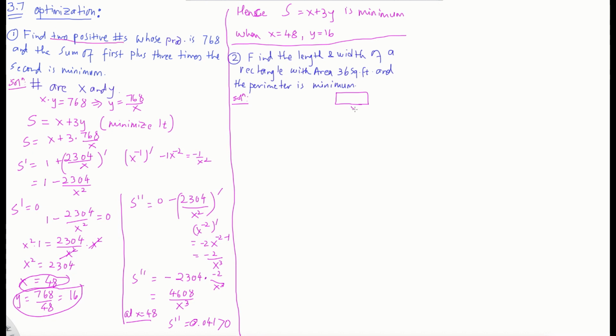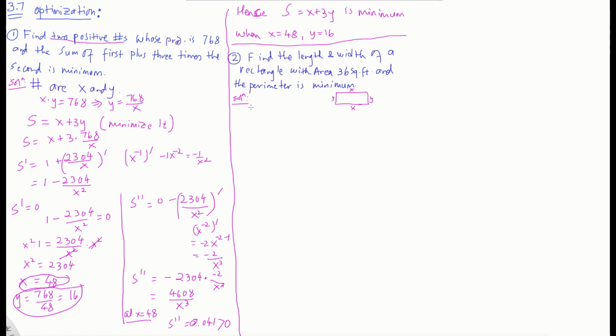Let's say length is x and width is y. You can assume L and W. That's perfectly fine. What it says is the area is 36 square feet and the perimeter is minimum. So we need to know the formula for area and the perimeter. Okay, if this is x, that will be x as well, right? If this is y, this will be y as well, right?